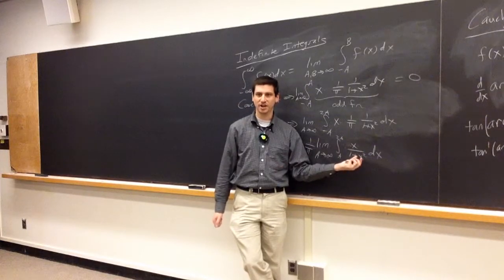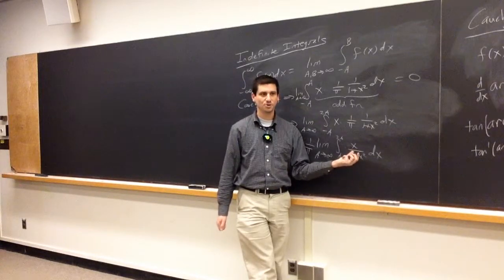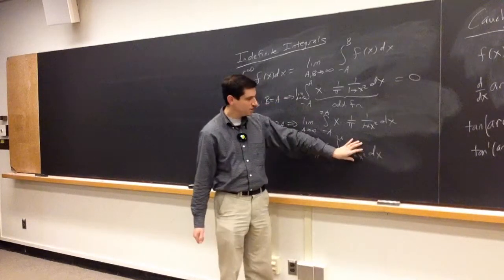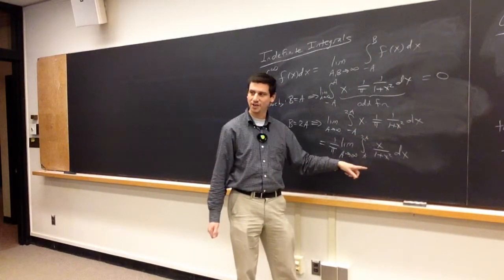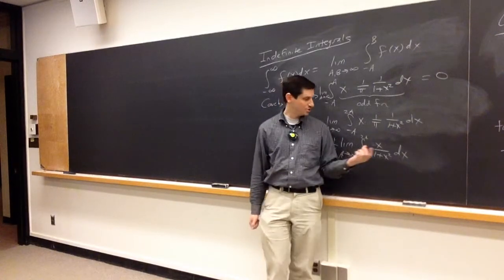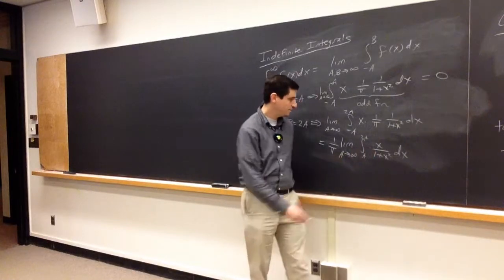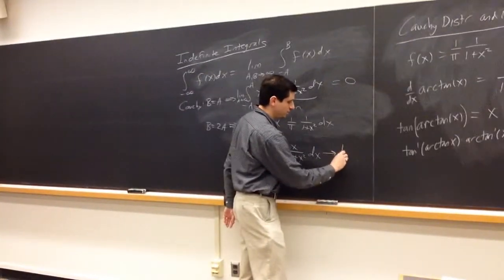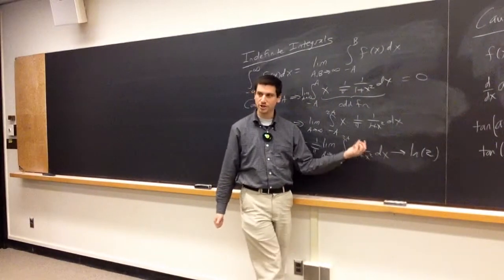What's the integral of 1 over x? The antiderivative of 1 over x. Natural log. So the integral of this is natural log. So I get the natural log of 2a minus the natural log of a. The log of a difference is the log of the quotient. So this is going to look like the natural log of 2. And then as a goes to infinity, this actually converges to the natural log of 2.